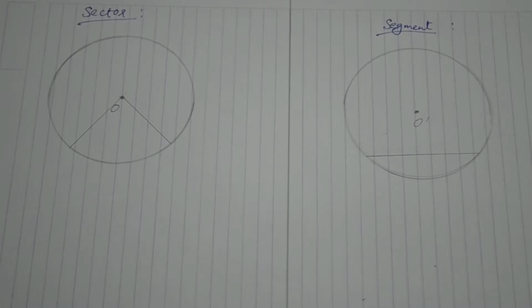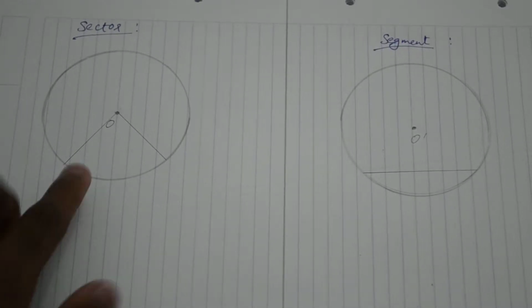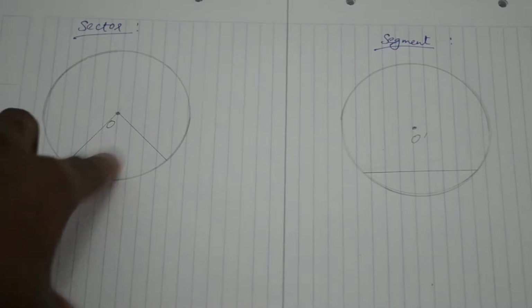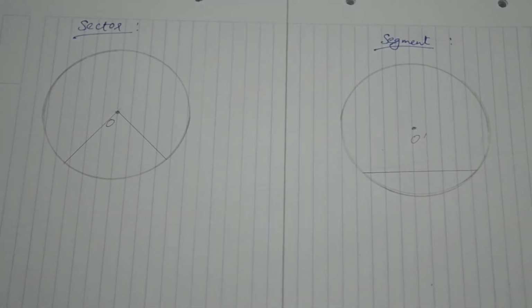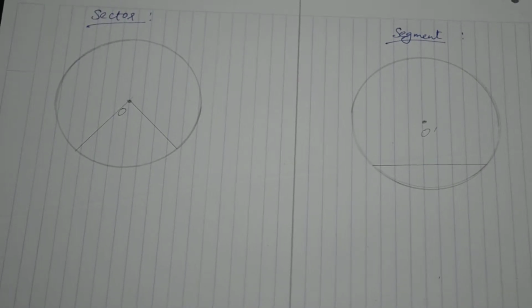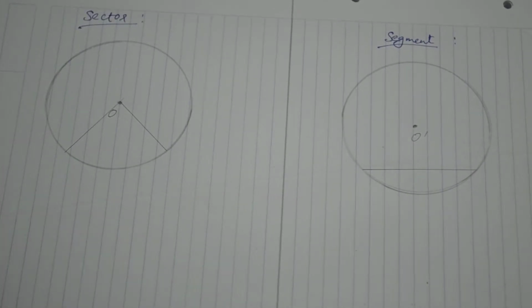Now as you can see on the left, we have a circle which is a sector. This is the minor sector, this is the major sector. We have a segment, the minor segment and the major segment. Now we're going to learn how to find their areas. So we'll start off with sector.